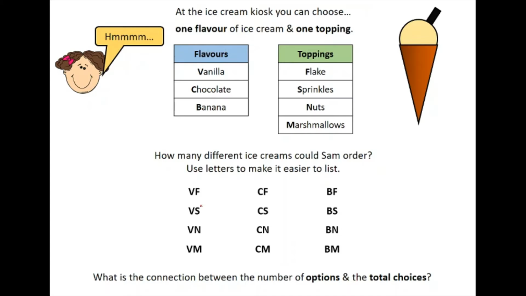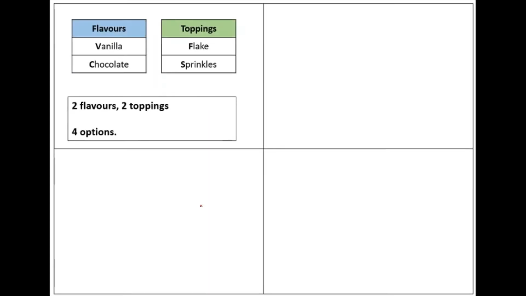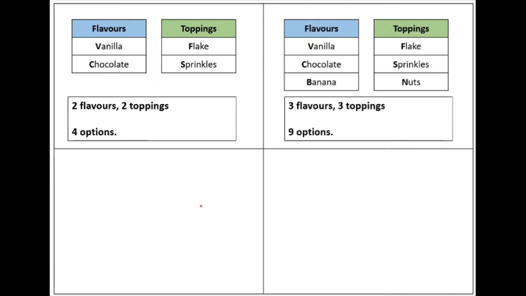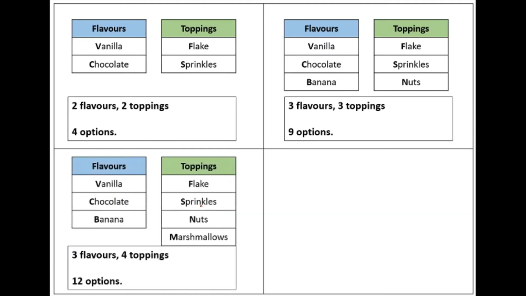Now, see at the bottom, what is the connection between the number of options and the total choices? Well, let's have a quick summary of those. We had 2 flavours and 2 toppings, and we had 4 different options altogether. When we have 3 flavours and 3 toppings, we have 9 options. 3 flavours and 4 toppings give us 12 options.